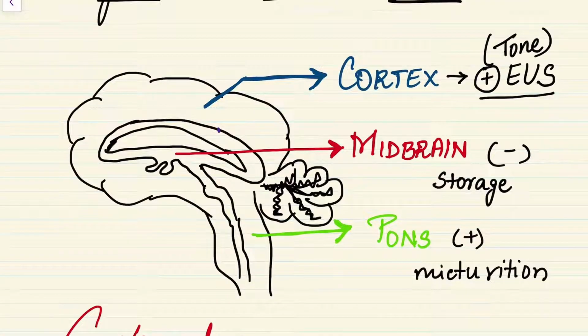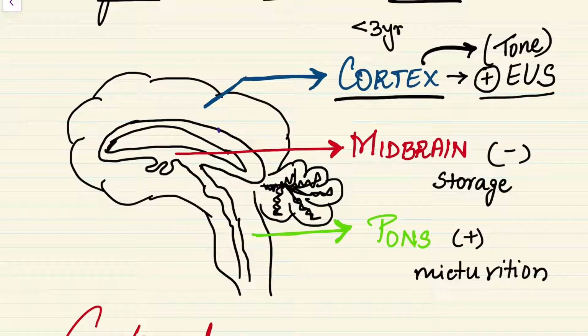Another important and very fun thing to know is that the cortex will not be able to do this at less than 3 years of age, and that is the reason we see bedwetting in children.